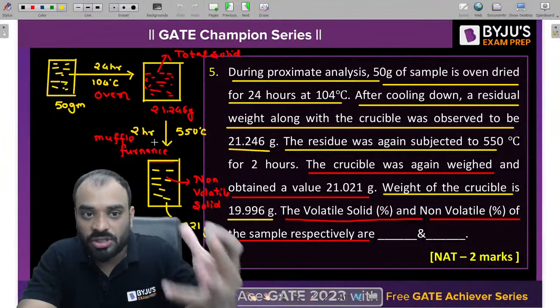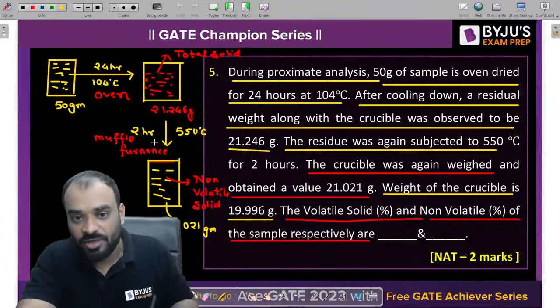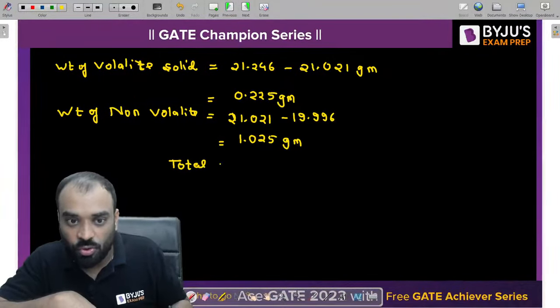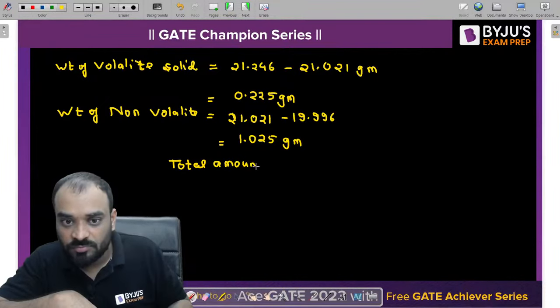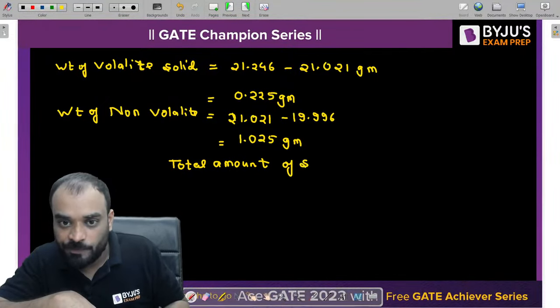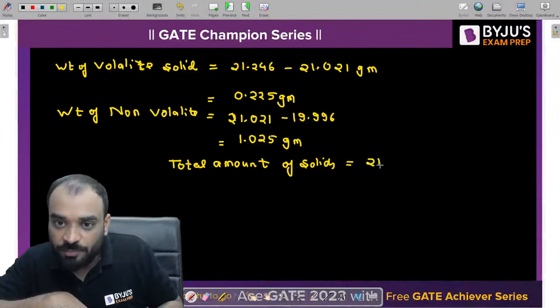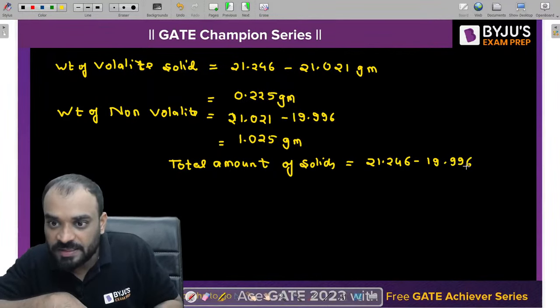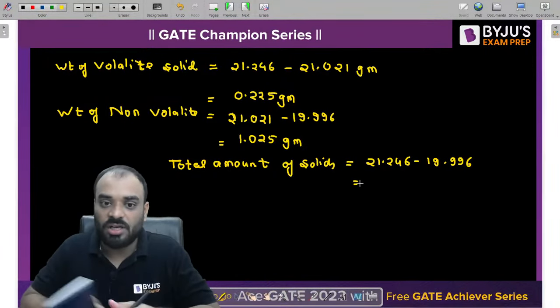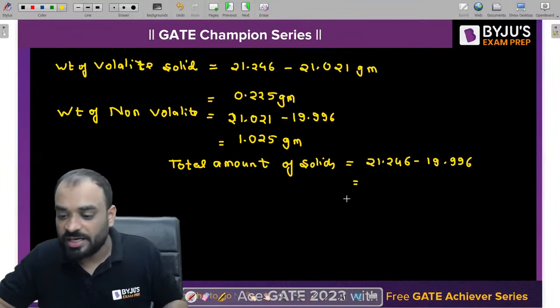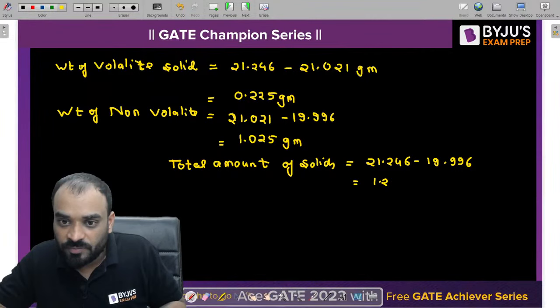So what is the total solid which was present? How can you calculate it? What is the total amount of solids which was present earlier? Total amount of solid is equal to this value minus weight of crucible. So 21.246 minus 19.996. If I calculate it, I will get the total amount of solid. So we are getting an answer of 1.25 gram.